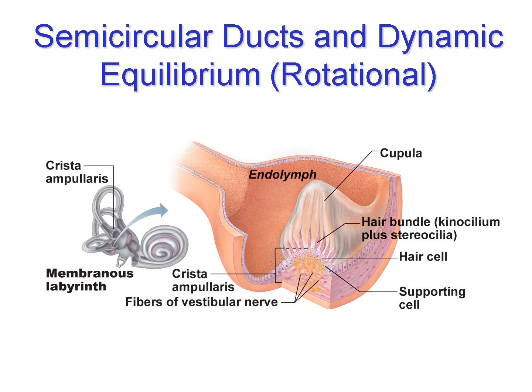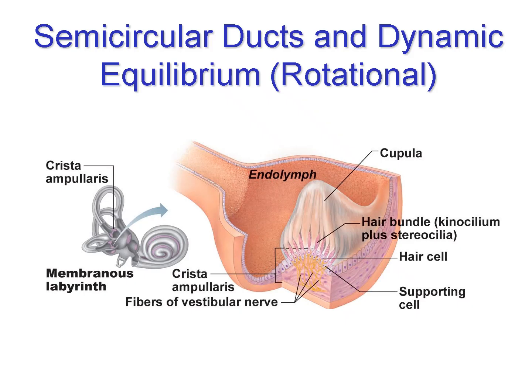The receptor for dynamic rotational equilibrium is a minute elevation called the crista ampullaris found in the ampulla of each semicircular canal. Recall that each of the three semicircular canals is oriented in one of three planes: anterior, posterior, and lateral. The anterior and posterior canals are oriented at right angles to each other in the vertical plane, whereas the lateral canal lies horizontally. There is a membranous semicircular duct filled with endolymph in each semicircular canal.